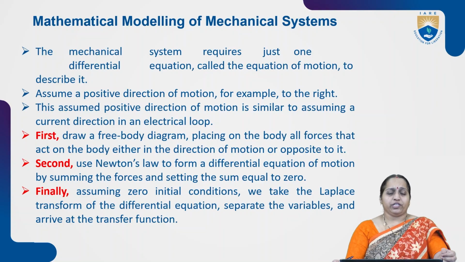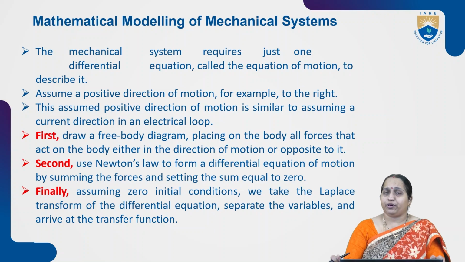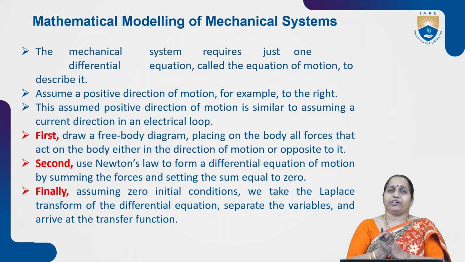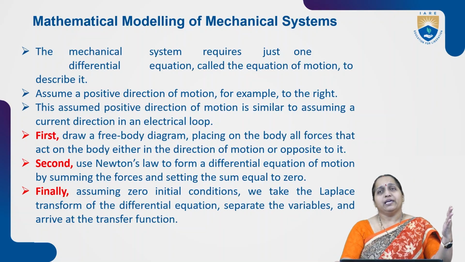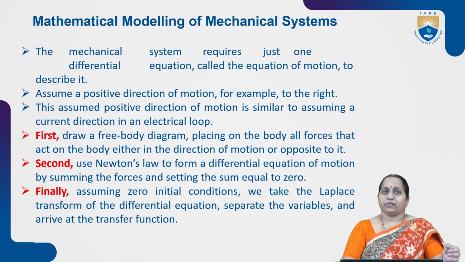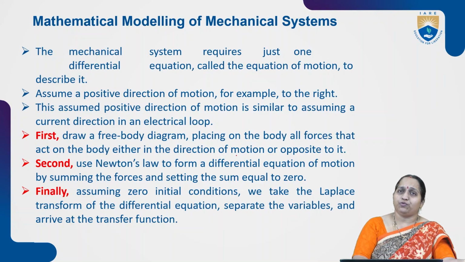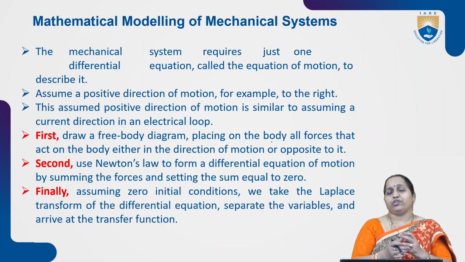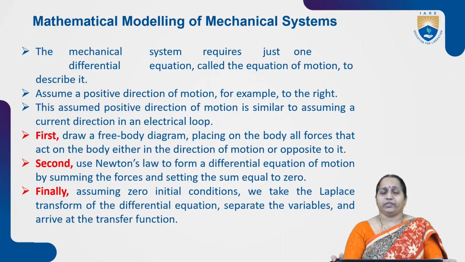So what is the procedure to draw the mathematical model of a mechanical system? First, we draw a free body diagram. Free body diagram means we simply represent the object by a block, and we show all the external forces applied on it as well as opposing forces. So we represent in the free body diagram all the forces that act on the body, either in the direction of motion or opposing it, in both directions.